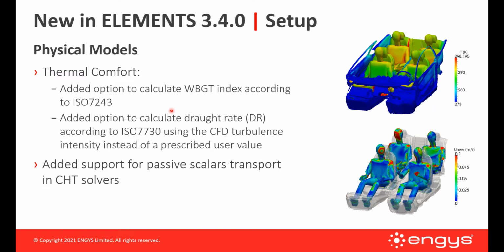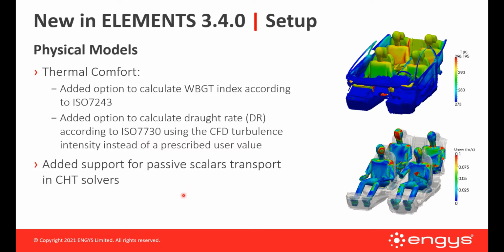And the other thing we've done is expanded the capabilities we have already to calculate comfort indices following the ISO 7730. This is the same standard of PMV and PPD, predicted mean vote and predicted percentage dissatisfaction, which are very well-known comfort indices in general. And what we can do now is to calculate an index called draught rate using the CFD turbulence intensity instead of prescribing a user value. So we can calculate this cell by cell using the actual CFD turbulence intensity from the solution.